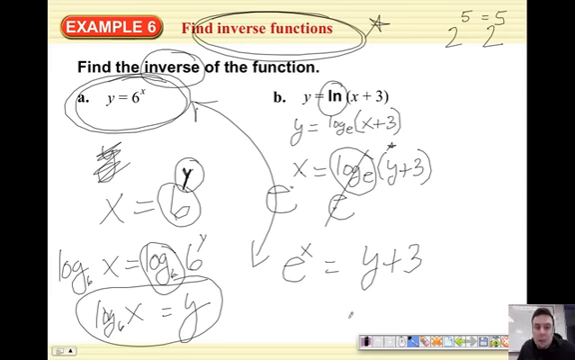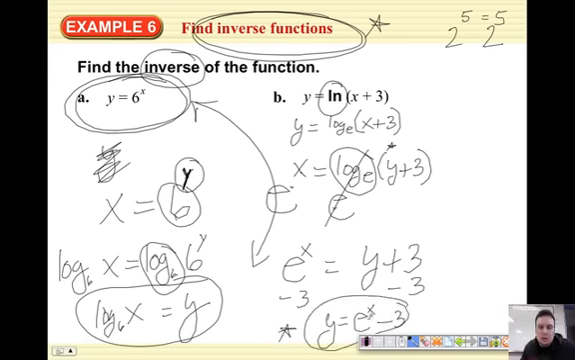All you have to do is get y by itself. So, therefore, minus 3, minus 3. How do you write it? Y equals e to the power of x minus 3. Circle your answer. That is your inverse of this. There you go. Please go back on that one and try to do a few of those in your practice, in your homework, okay? You'll be a lot better.